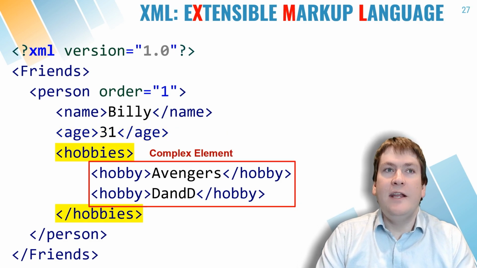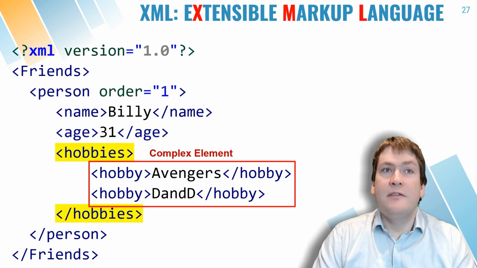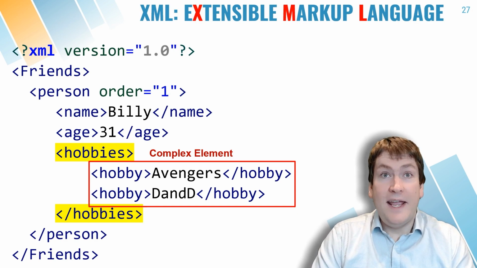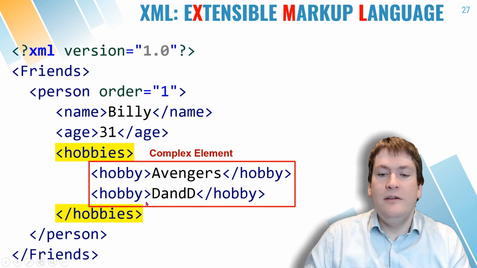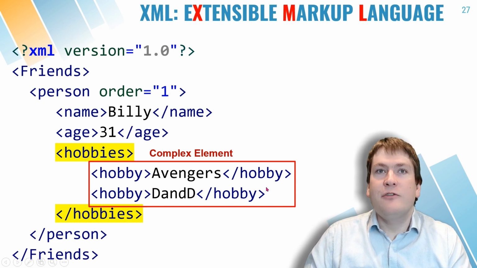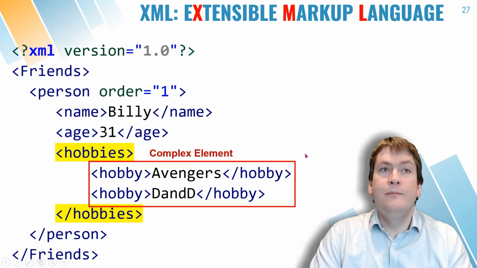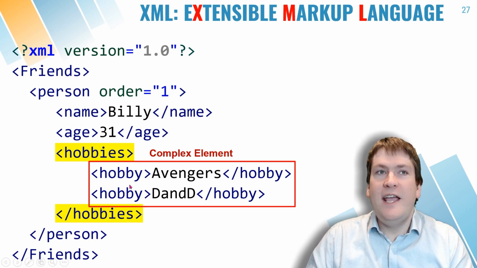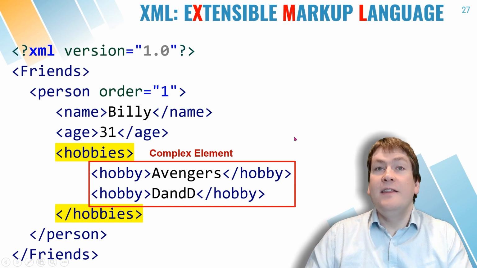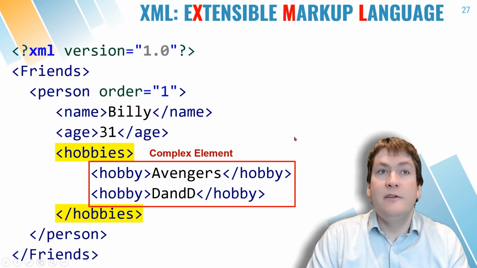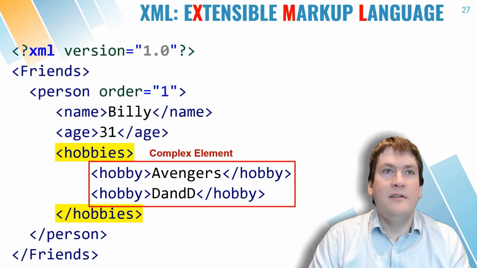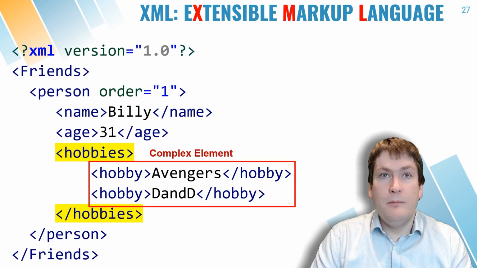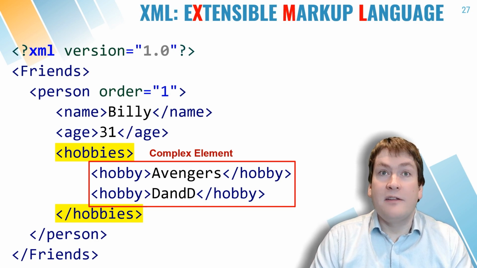Hobbies, however, contains 2 hobbies. So that is going to be a complex element, because it has tags inside of it. If it were to say, for example, just Avengers, D&D, and it didn't have any extra tags, that would be a simple element, because it would just contain data. So if you ever see any of these tags, any of these greater than less signs, that means that this is probably a complex element. So this distinction between simple elements and complex elements may seem a bit trivial now, but it's going to become important when we get to XML schemas.